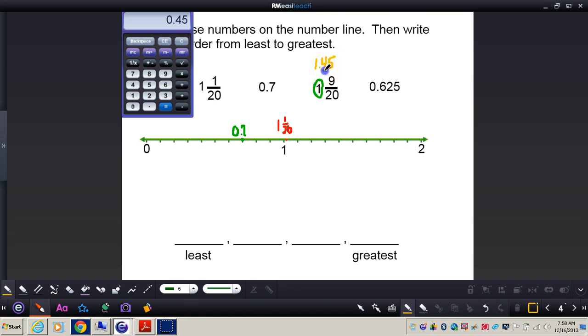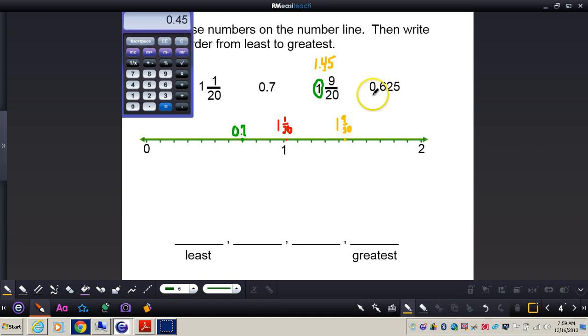Now we know the 4 is 4/10. So 1/10, 2/10, 3/10, 4/10, which is right here. Now that 5 represents, it's going to be pretty much right in between the 4/10 and 5/10 here. So we'll put our point right there representing 1 and 9/20.